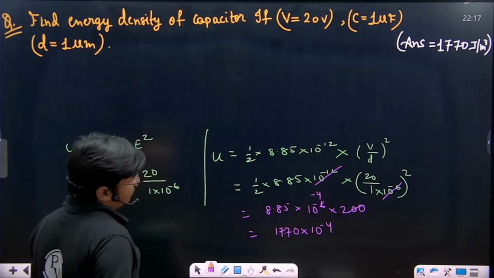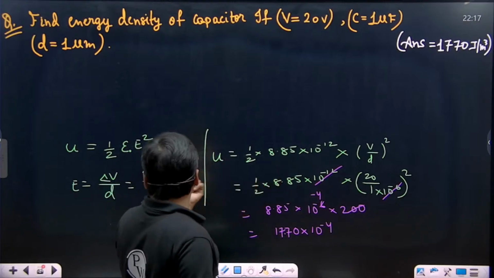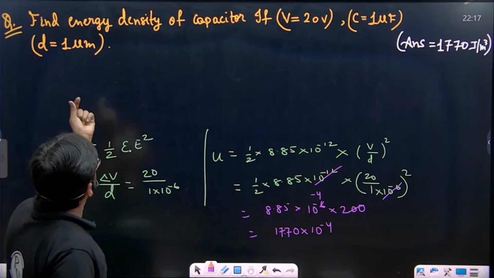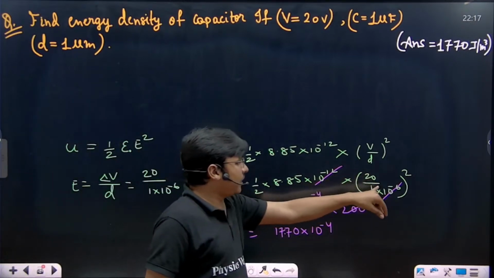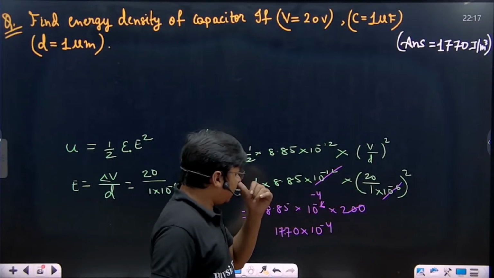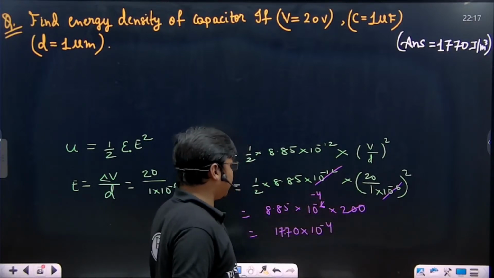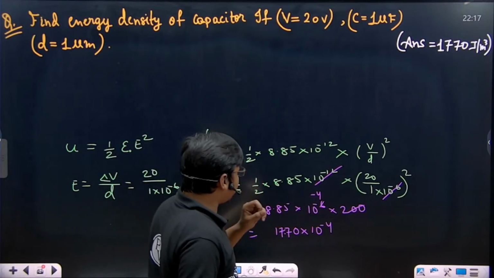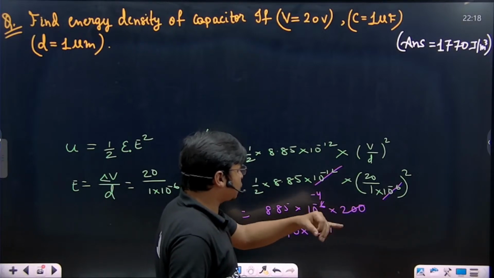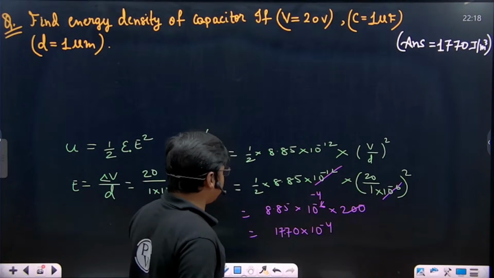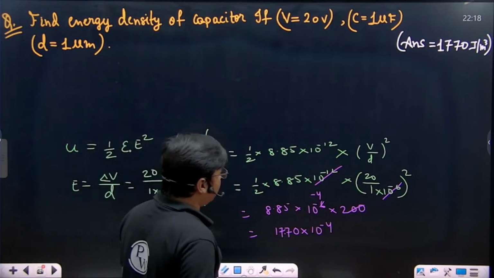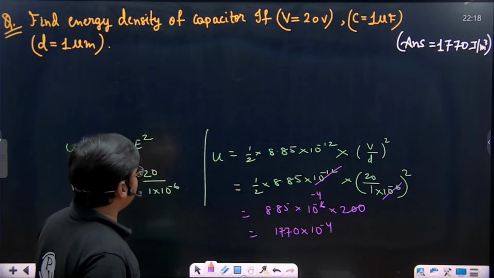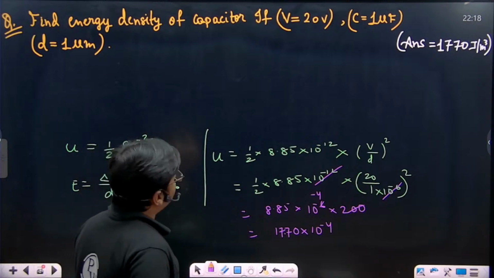Let's check once again the calculation part. Delta V by D will be, D is 1 micrometer, 10 to the power minus 6. V by D is 400 by 1 into 10 to the power minus 6. So finally this 2 will be cancelled. 400 by 2 is 200 into 10 to the power minus 12, and here also minus 12. So 8.85 into 10 to the power minus 4. This is what we are getting. Is that okay? I hope this is fine.